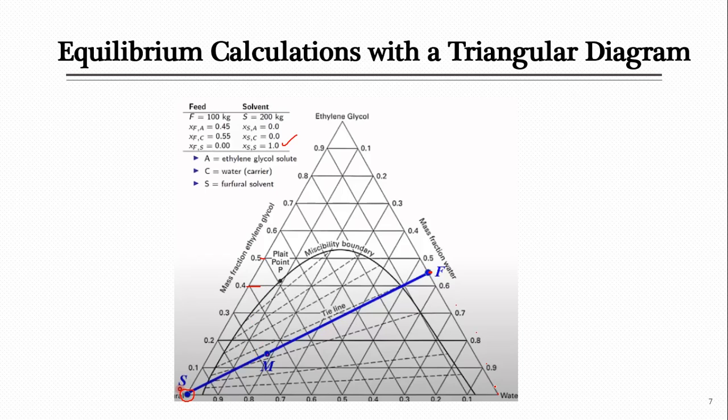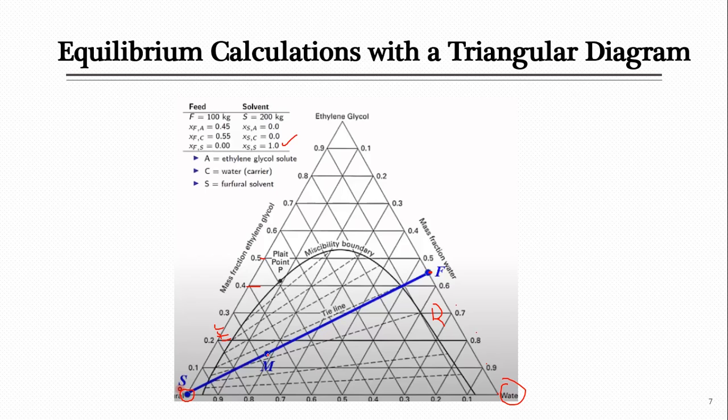raffinate and extract. This is the water side, which is our carrier, or the solvent available in the feed. So from the plate point towards the right side we have the raffinate side, and the other side is the extract side, which is rich in furfural. So we are looking for E and R on this diagram. Now you have to draw a tie line from this point, passing through this point, to find E and R. So how should it be drawn?